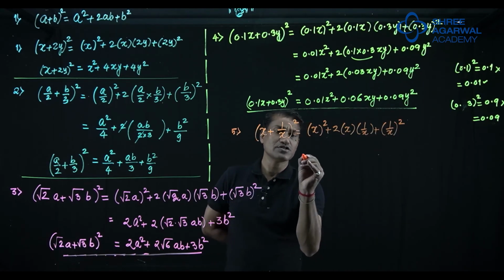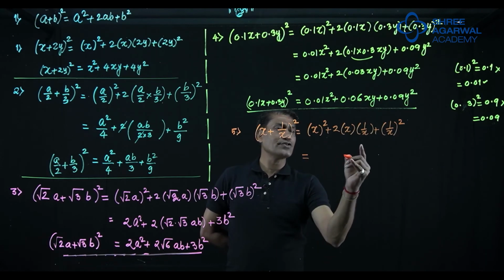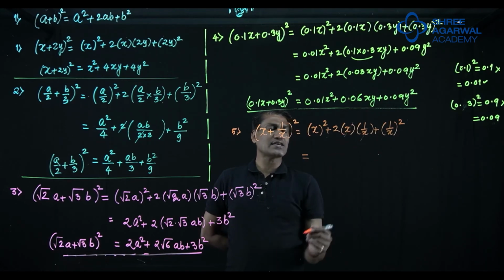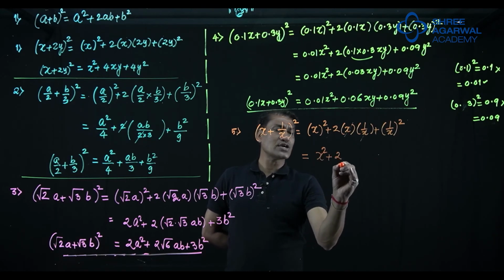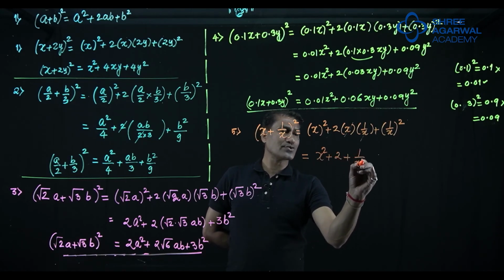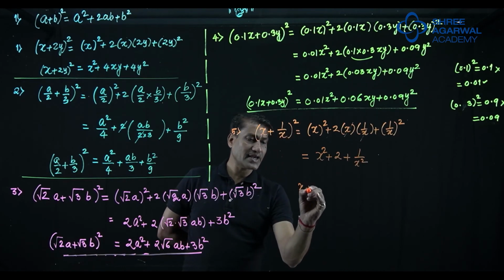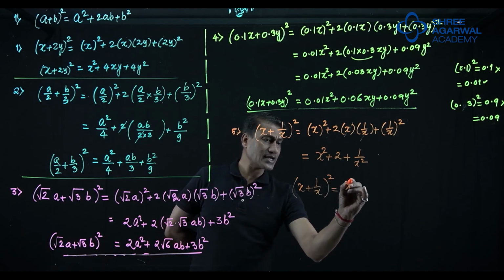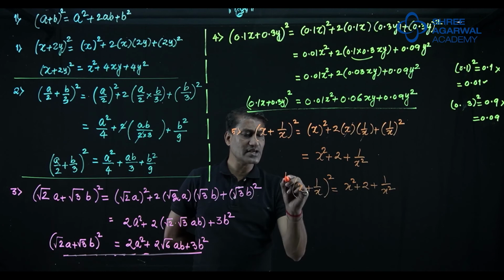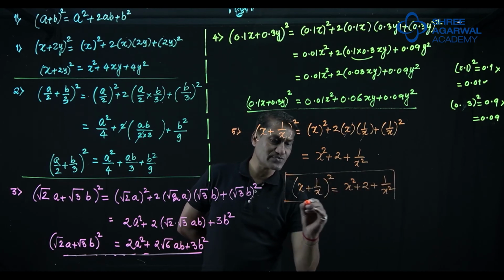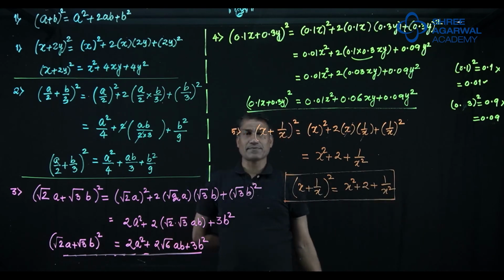Sir, simplification. If you see in this multiplication, 1/x and x will cancel. So this would be x² plus 2 ones are 2, plus 1/x². So finally, (x + 1/x)² would give us x² + 2 + 1/x². This is the expansion of (x + 1/x)².